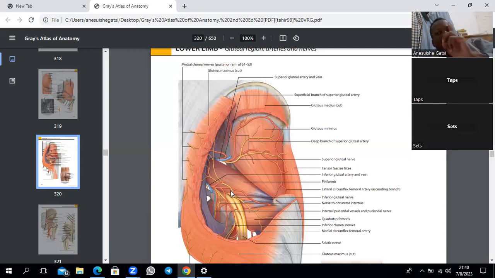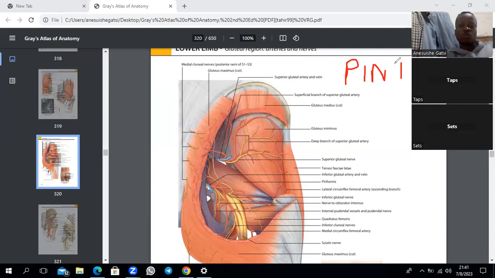So the mnemonic for things that pass through the lesser sciatic foramen, let me just use a mnemonic for you guys to remember. So what's this color? Okay. Oh, am I failing to draw? What's happening? Okay, I think I'm winning. So the mnemonic for things that pass through the lesser sciatic foramen is this one.